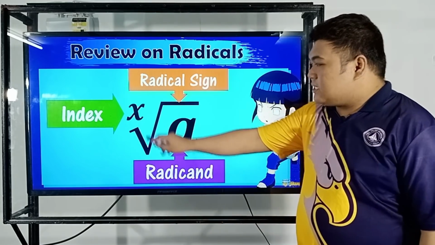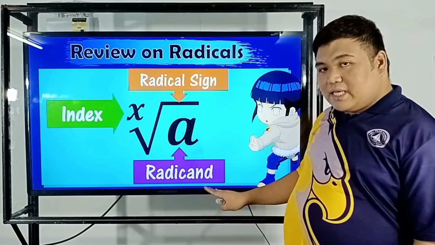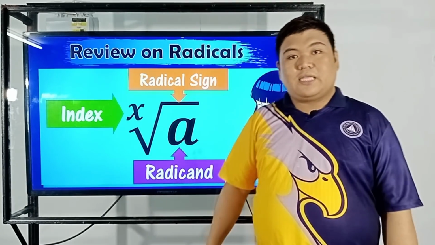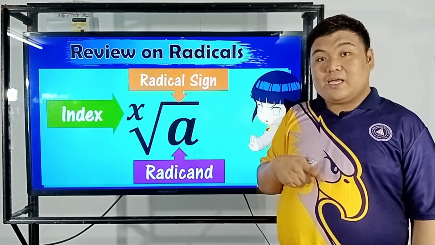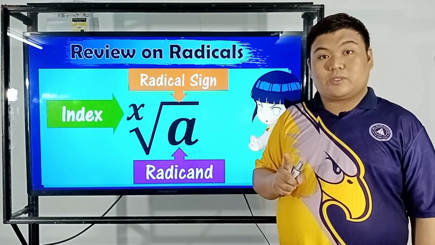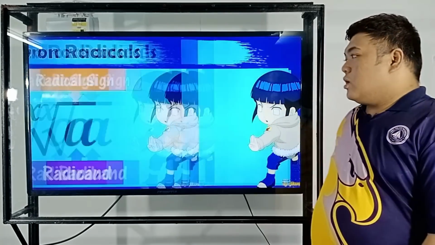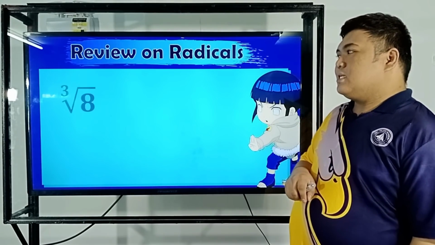Again, this is the radical sign. The number sa loob ni radical sign is the radicand, and yung sa kabila ay index. Now, for example, kung square root, wala namang number sa gilid dyan, di ba? Pero ano ang index ng square root? Okay, the index ng square root ay 2. Okay, let's have examples. Balikan lang natin konting-konti pa yung radicals.